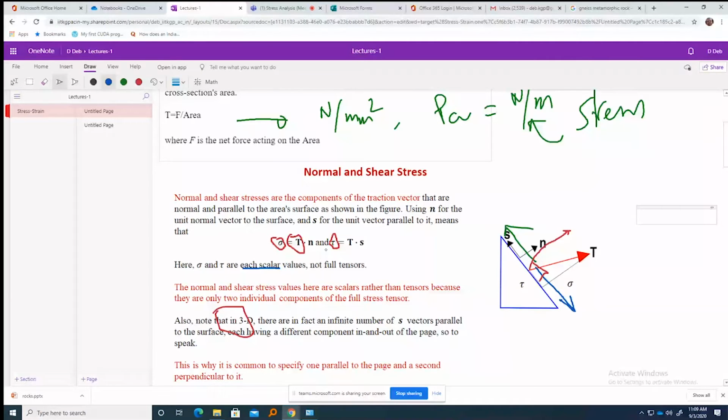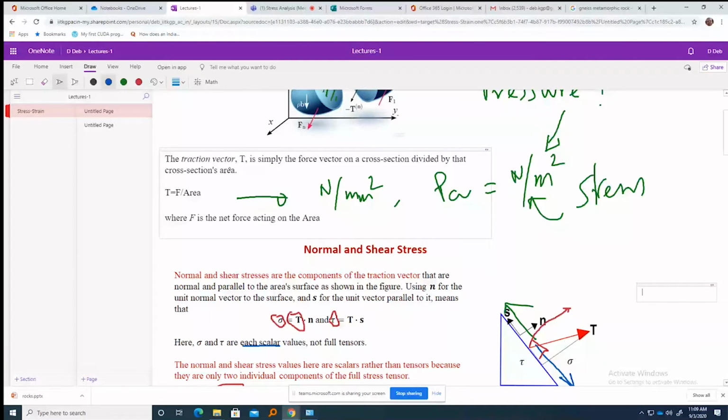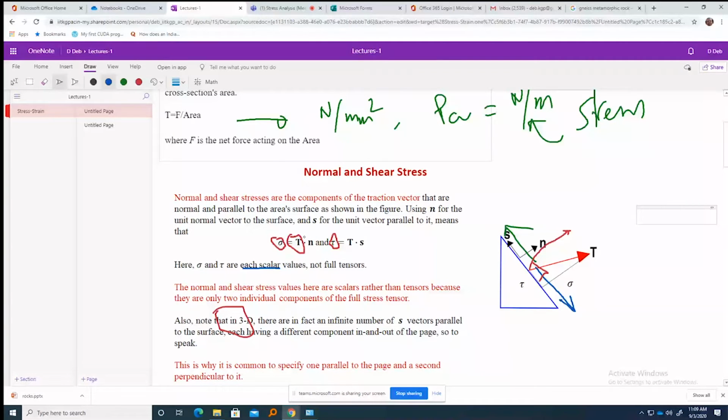So if I now know the traction vector, and traction is a vector, mind that, so it will have a direction, and if I know the surface whose unit normal vector and shear unit vector, then we will be able to calculate the magnitude in those two directions of these two important stresses. One is called normal stress, which is normal to the plane, and another is shear stress, which is along the plane.